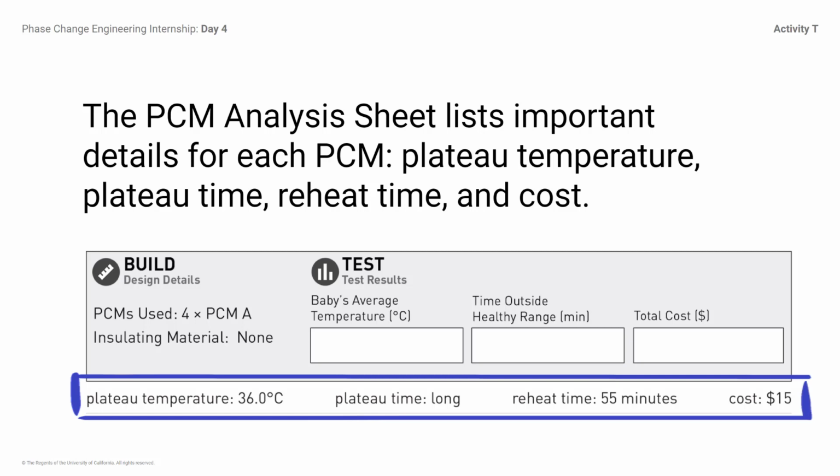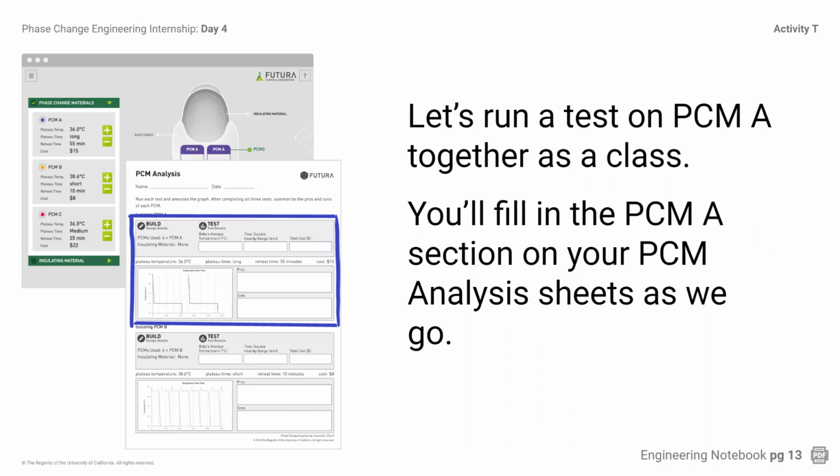Cost is per PCM packet. Remember that the incubator cost starts at $20 and then increases for each PCM packet or insulating material included in the design. Let's run a test on PCM-A together as a class. You'll fill in the PCM-A section on your PCM analysis sheets as we go.